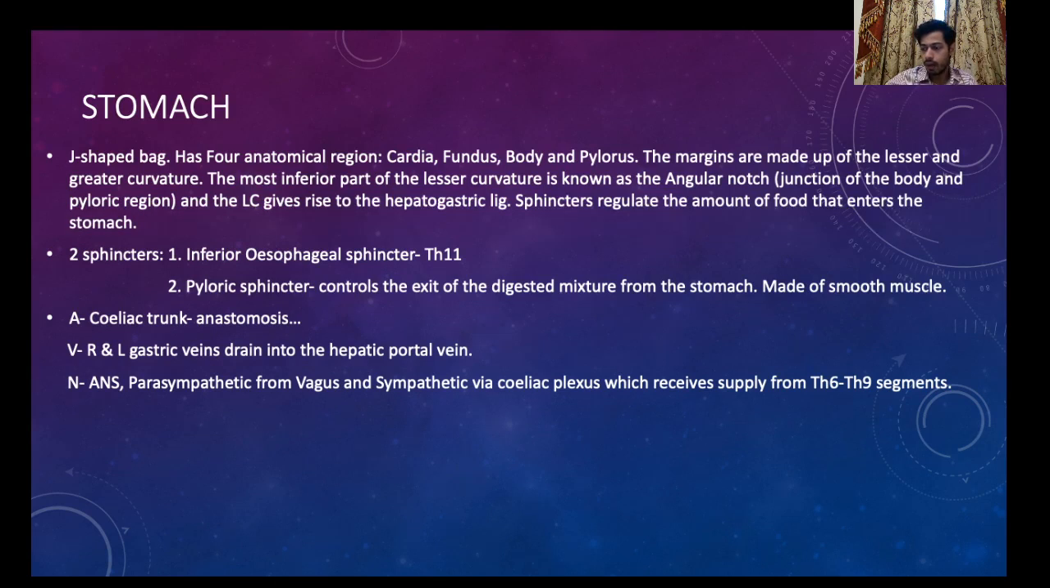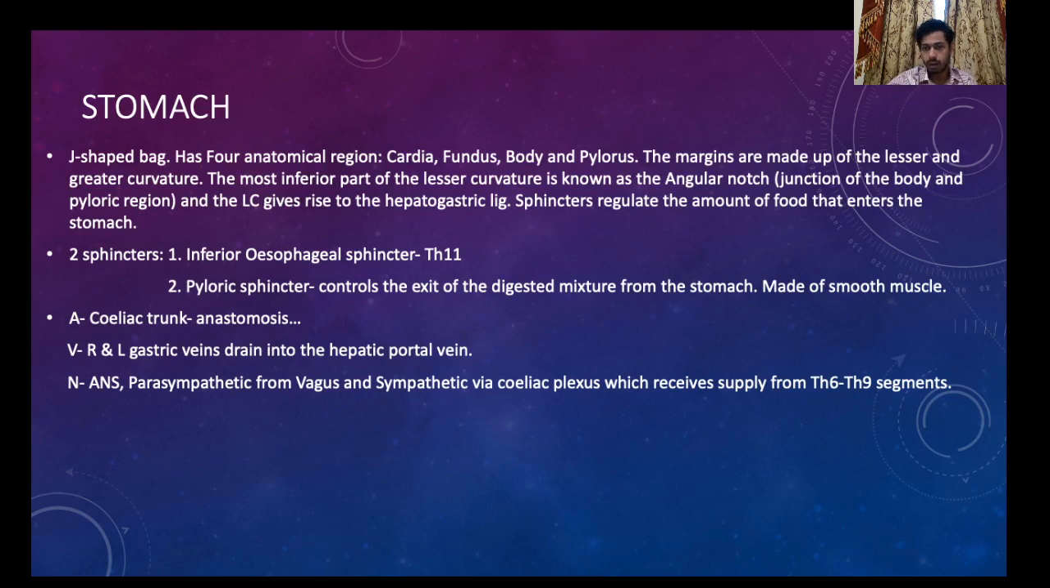So it gives off three divisions straight away. It gives off the left gastric artery, it gives off the splenic artery, which goes directly to the spleen. Then it gives off the common hepatic artery, which will then form the proper hepatic artery, which will have its final destination in the liver.